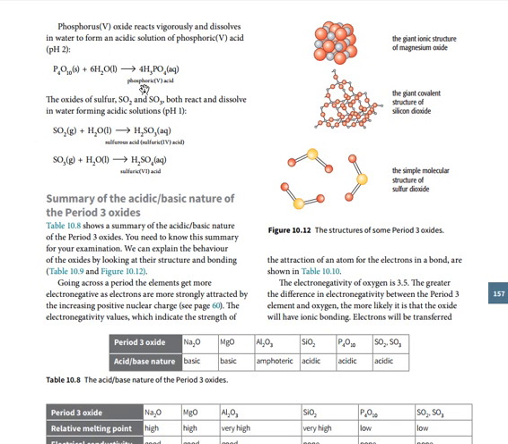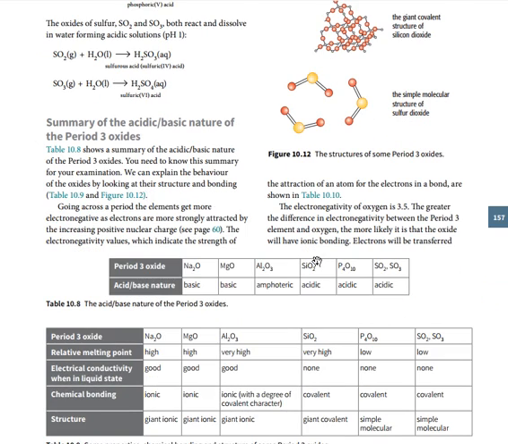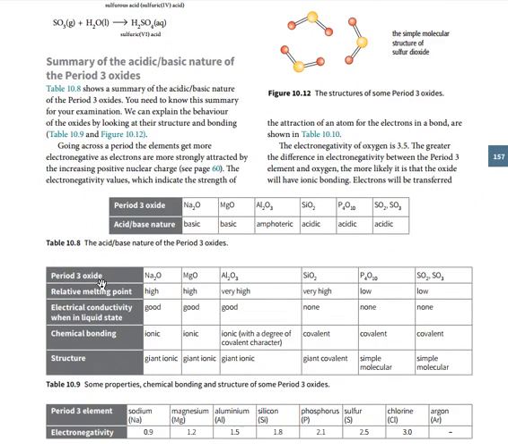So all these are acidic. We have sodium oxide basic, magnesium oxide basic, aluminum oxide amphoteric, silicon dioxide acidic, phosphorus pentoxide acidic, and sulfur dioxide acidic. So we have relative melting points: this is high, this is high, this one is very high. The reason is that to know the melting point, you have to know the crystal lattice that is formed in the different cases.